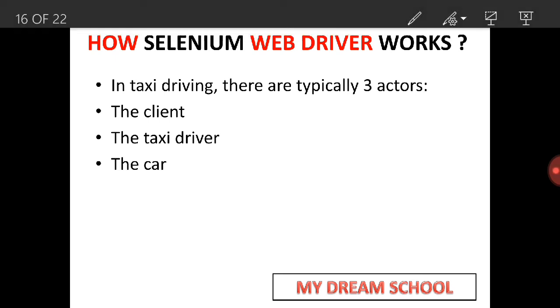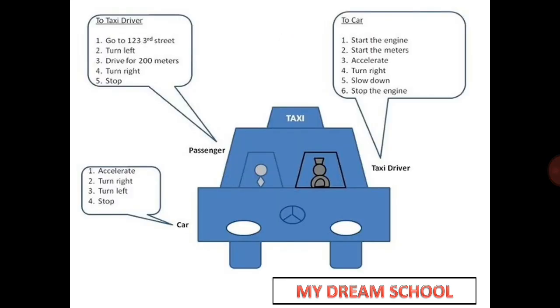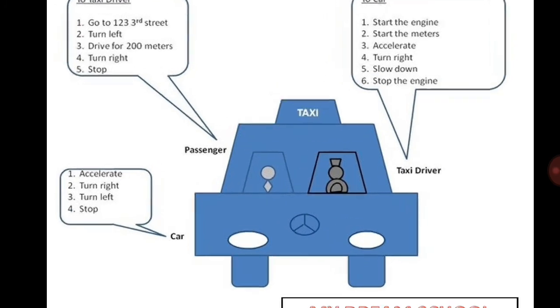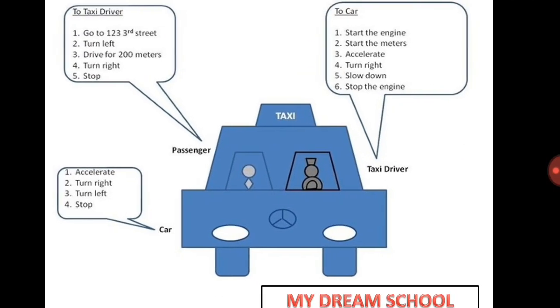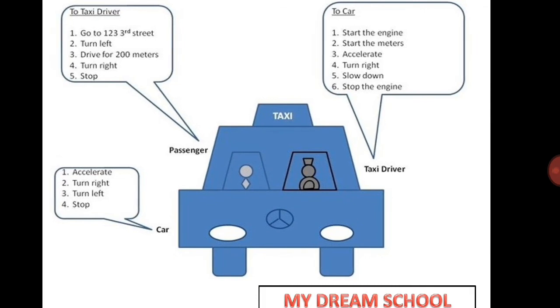Next, if you observe the diagram, the passenger, the client, is giving instruction to the taxi driver. You see here, the passenger gives some instructions to the taxi driver, that is, go to 123 street, turn left, drive for 200 meters, turn right, stop. So after taking the input from the passenger, the taxi driver is giving instructions to the car.